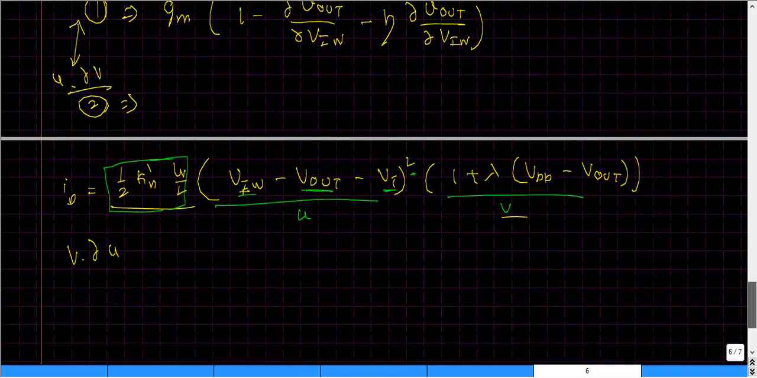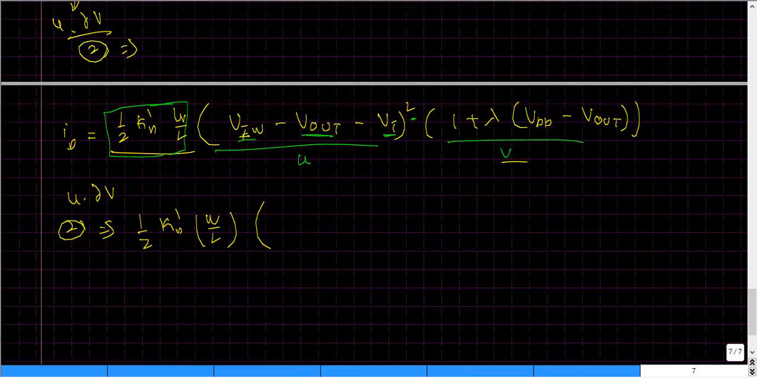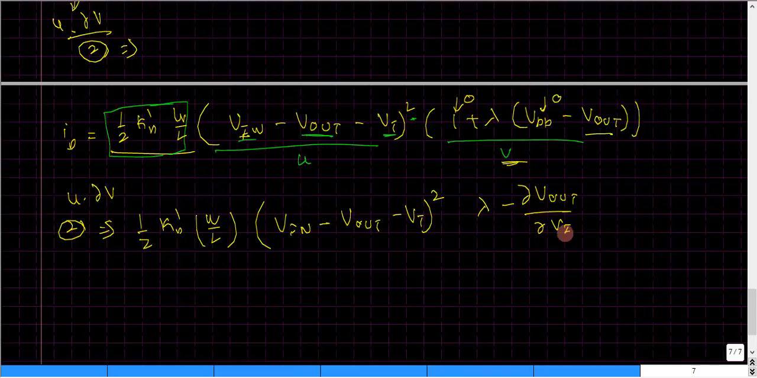Now, equating that over here, the second term, which is u dot del v, would lead us to something like this. So, I'm just going to represent this half k dash w by L into the entire u term, and we are going to perform the partial derivative with respect to the v term. So when we perform the partial derivative of this, clearly the first term is basically a constant which leads to a value of 0, and again the term VDD is again a constant which will again evaluate to 0. So the only term that would be left over is lambda into minus del v out with respect to del v in.